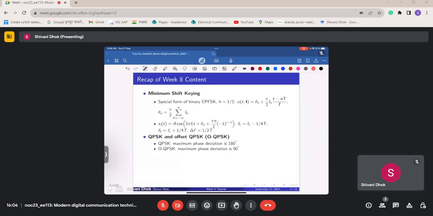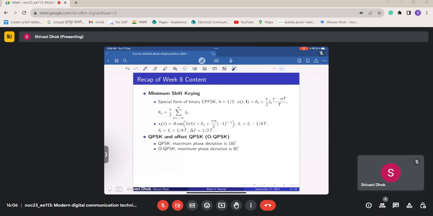So this week started with understanding the concept of minimum shift keying. It was said that minimum shift keying is a special form of binary QPSK, that is continuous phase frequency shift keying, with h equal to 1 by 2, and the phase component phi(t, I) is given as theta n plus pi by 2 I n.